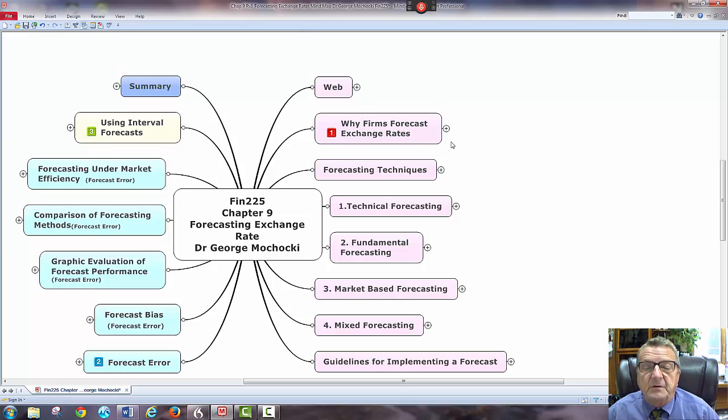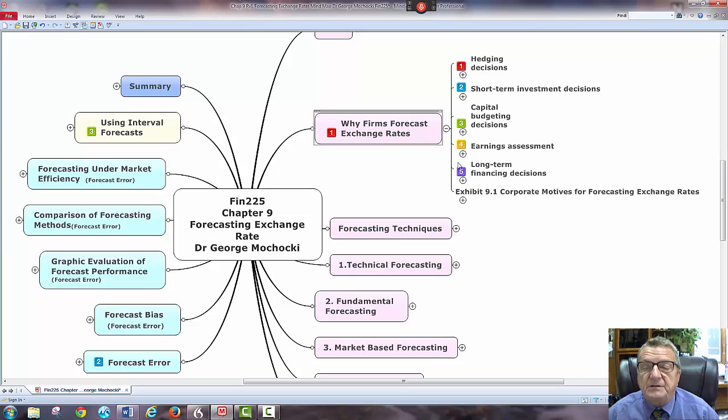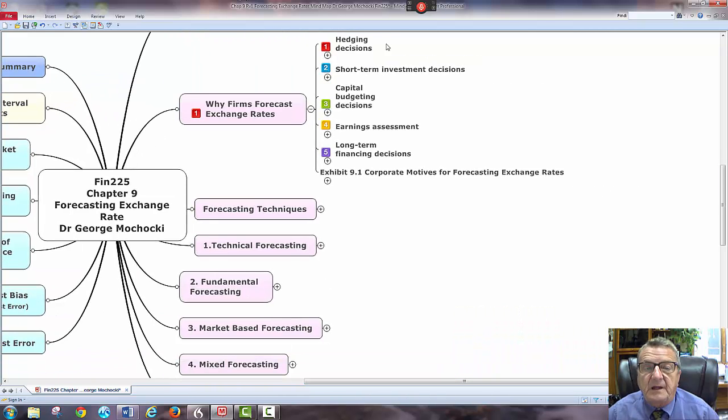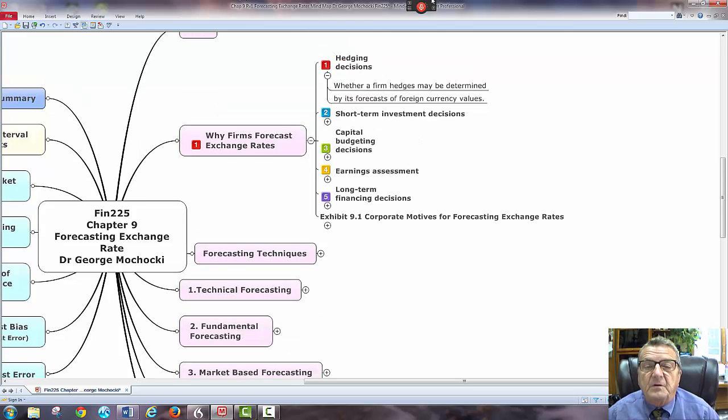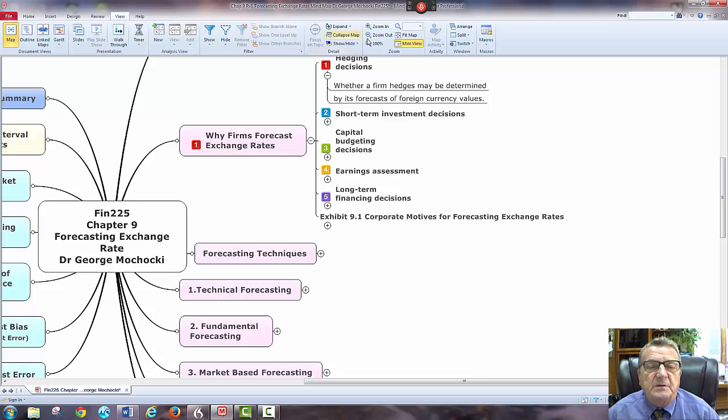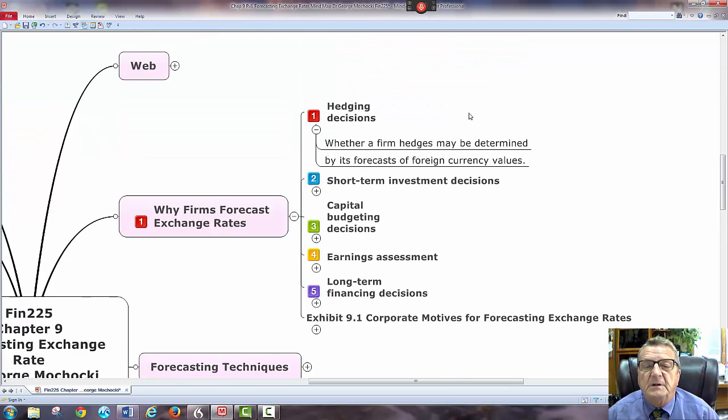Okay, so why do firms forecast exchange rates? Very good. Let's look at this. Remember, open up your concept maps. I got them in different colors. Hedging decisions. Okay, whether a firm, let me just make this a little bit bigger here. Zoom in. Hang on a second. Yeah, let's do 200. All right.